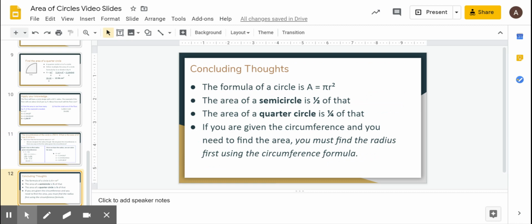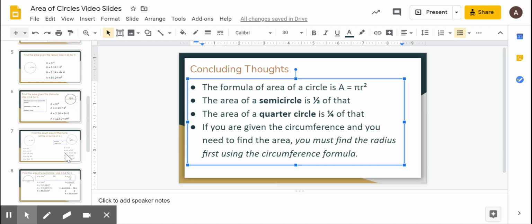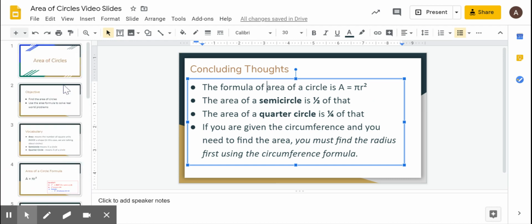So just some concluding thoughts. The formula for the area of a circle is area equals pi r squared. The area of a semicircle is half of that. The area of a quarter circle is 1/4 of that. And if you are given the circumference and you need to find the area, you must find the radius first using the circumference formula. All right, that's all for area of circles.